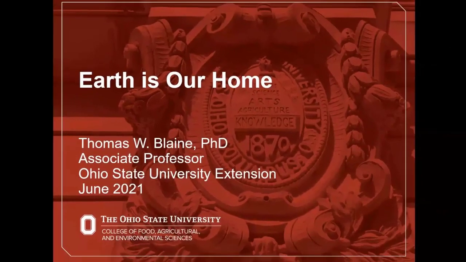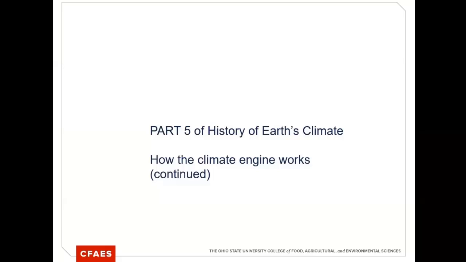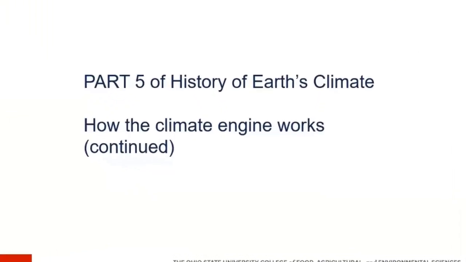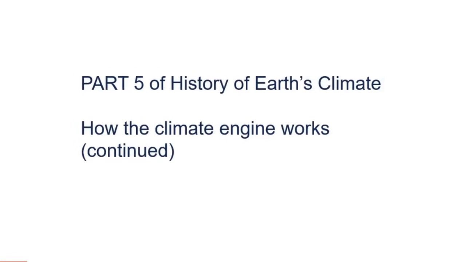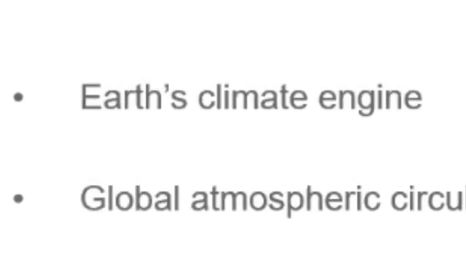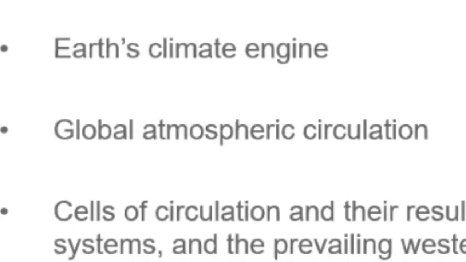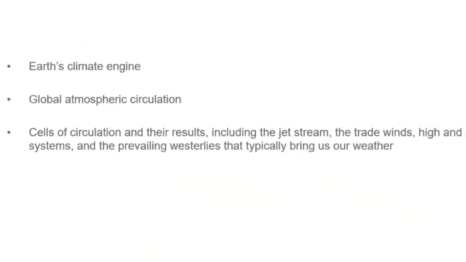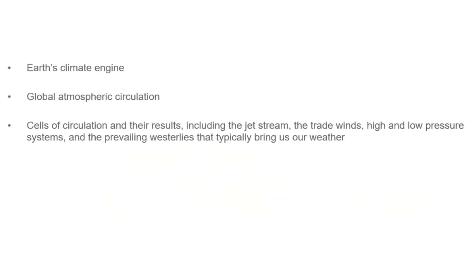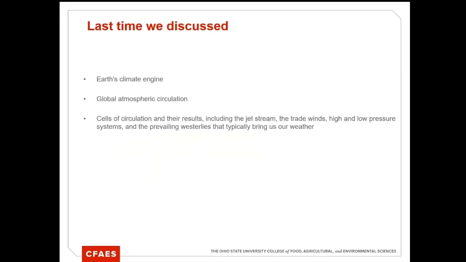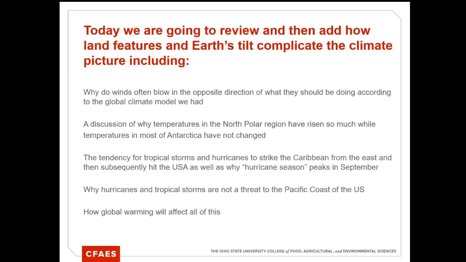Okay, as you can see, we're into June now. This is part 5 of my entire video series. Last time, we went through a very basic model of Earth's atmospheric circulation. We talked about cells of circulation and their results, which include the jet stream, the trade winds, high and low pressure systems, and the prevailing westerlies that bring us our weather. We introduced all those things.